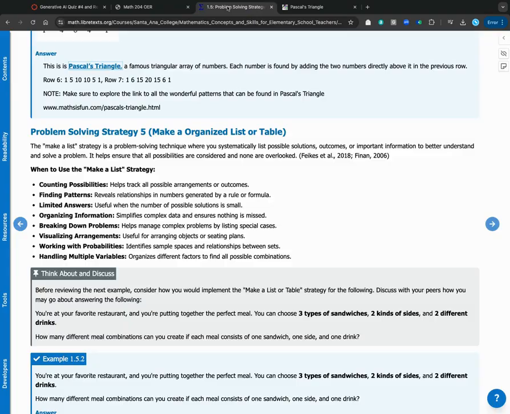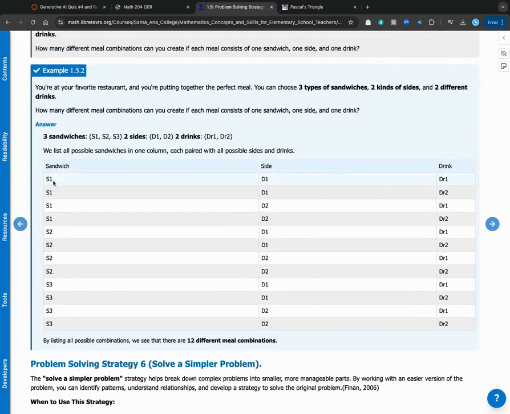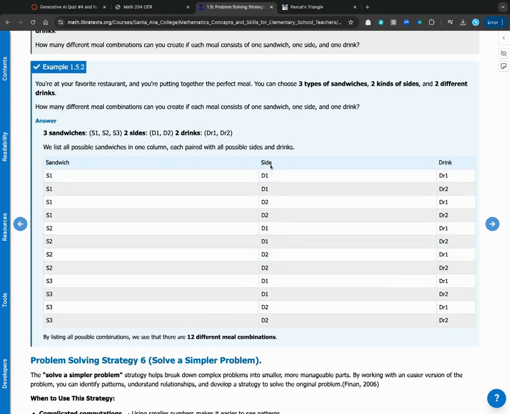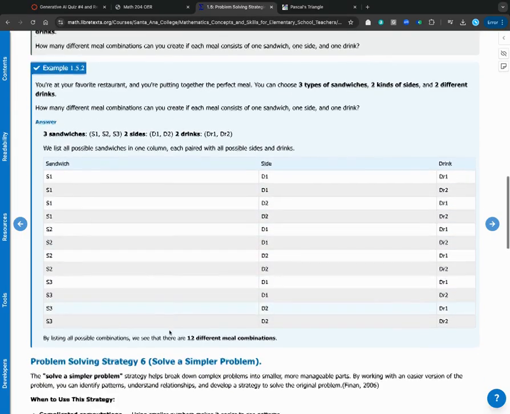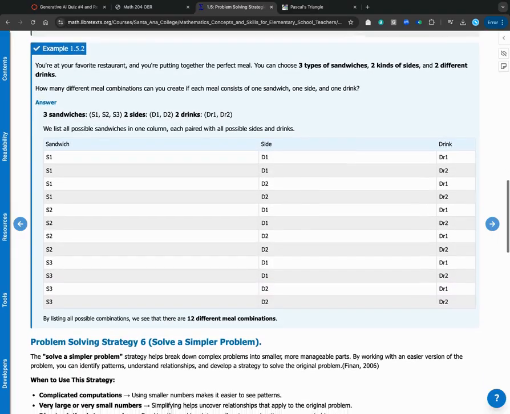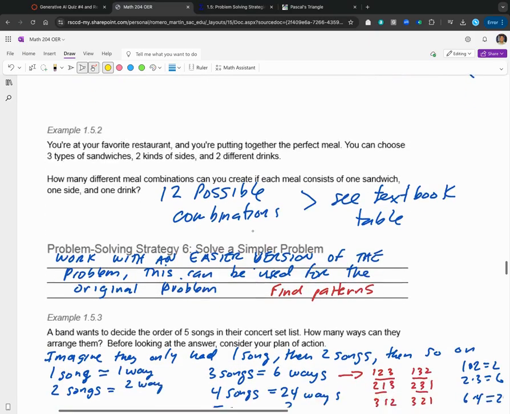And then, like I said, the textbook has a nice set of tables of how to organize it. Sandwich 1 with side 1, drink 1, sandwich 1, side 1, drink 2. And then you just continue in what we call a systematic way, in some organized fashion. And then you got your answer. You could see this works well when we have a limited number of options. At some point, we would see a pattern, and then we could just make a prediction, which we're going to do and solve a simpler problem. You start small and you let it grow.